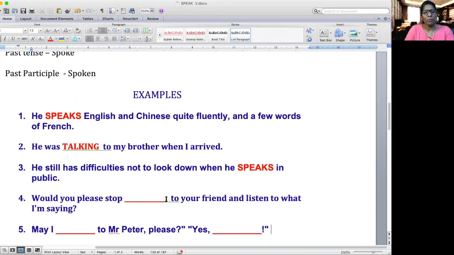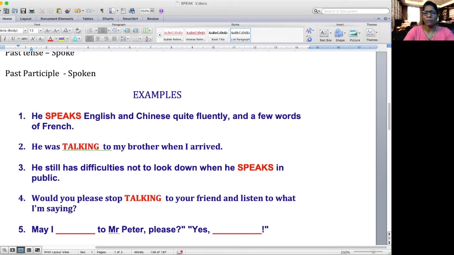The next one, I'm sure the question itself is very clear to you. Would you please stop blah blah blah to your friend and listen to what I am saying? Is it formal or informal, my dear friends? Sure. It is totally informal. How do you say it's informal? The word friend. You're right. The word friend says that it's a very personal conversation. So obviously I need to use the word, is it talk or speak? You're right. Talk. But I'll be using the verb in ing form, talking.